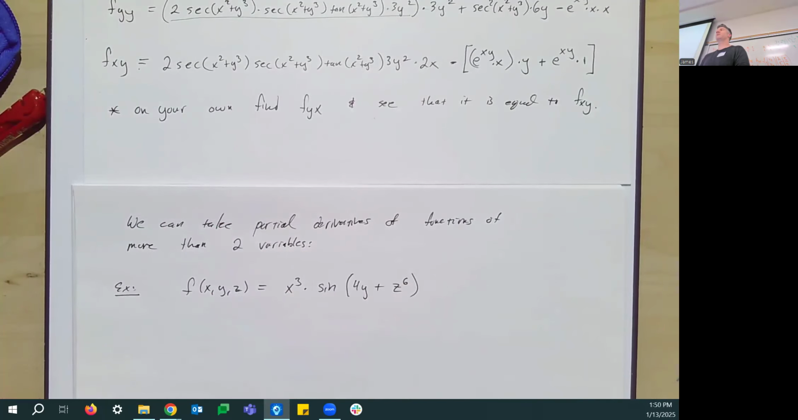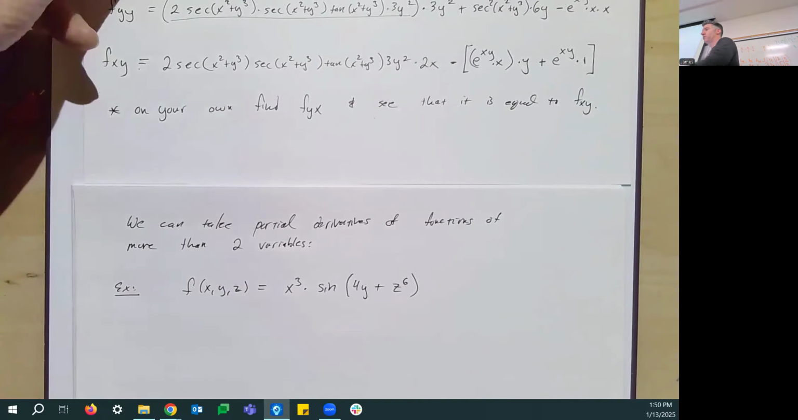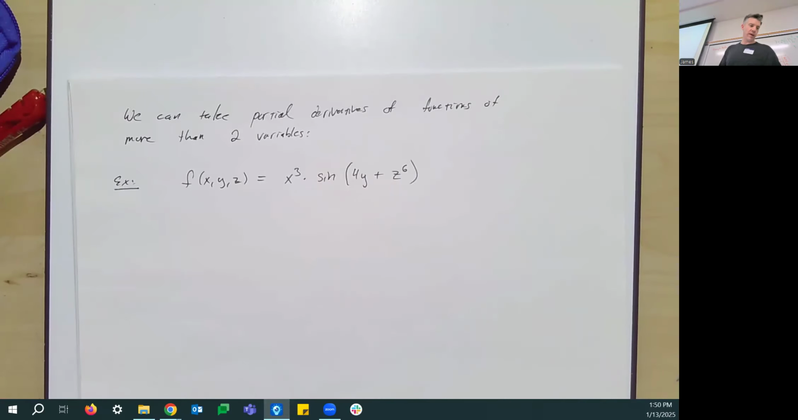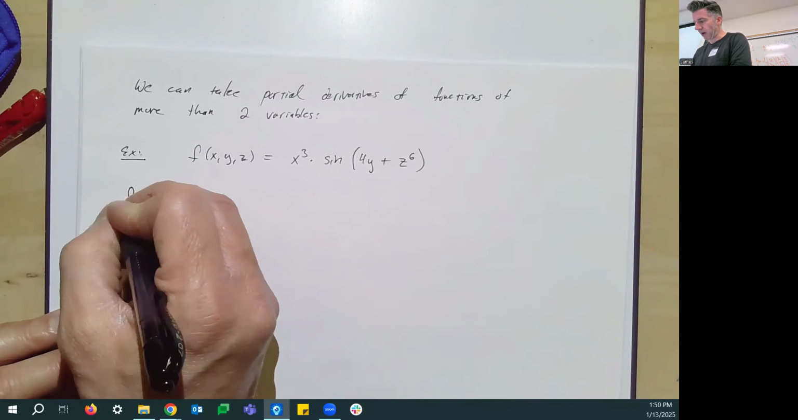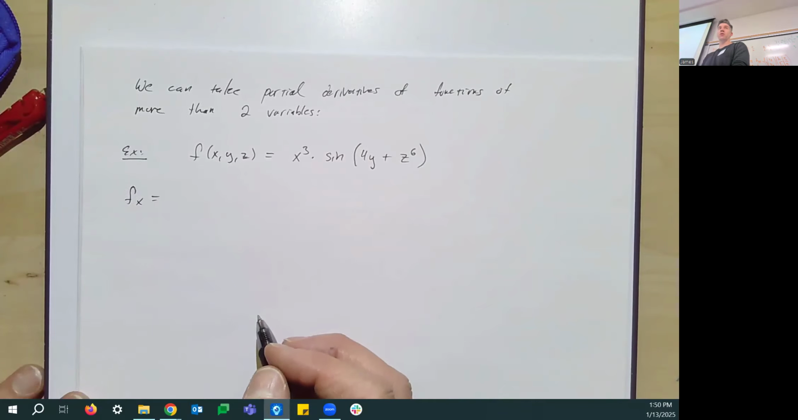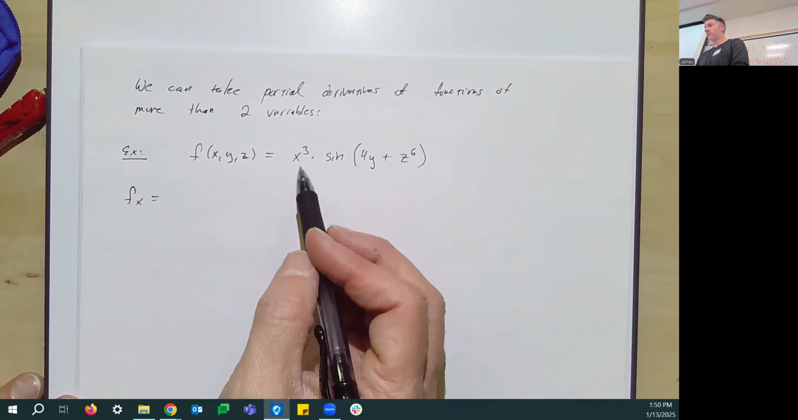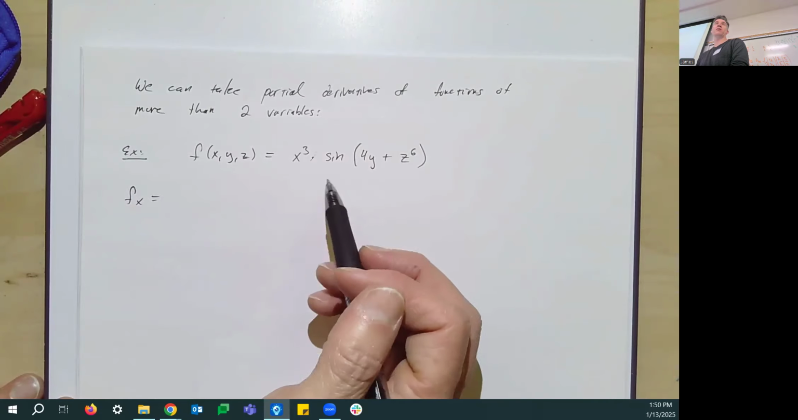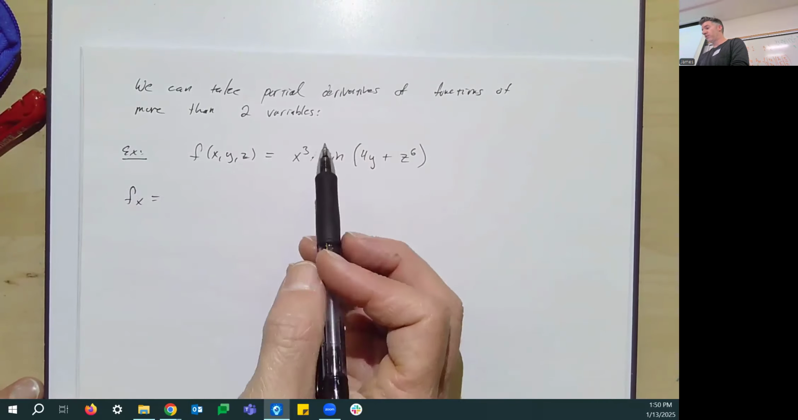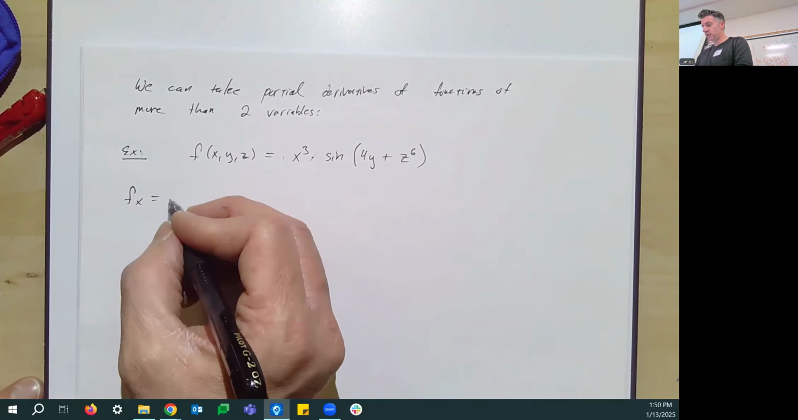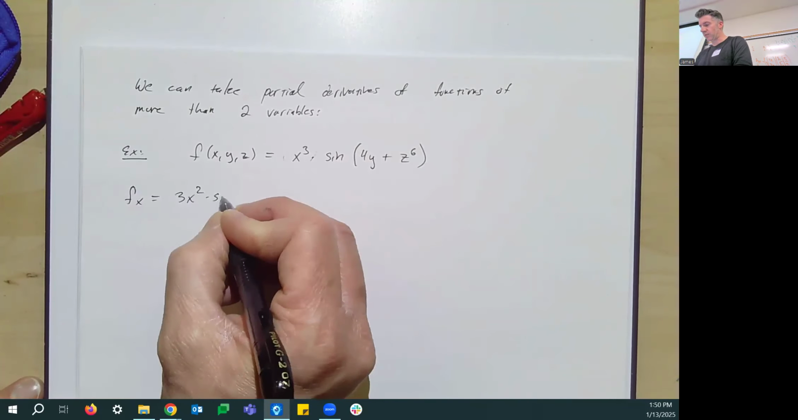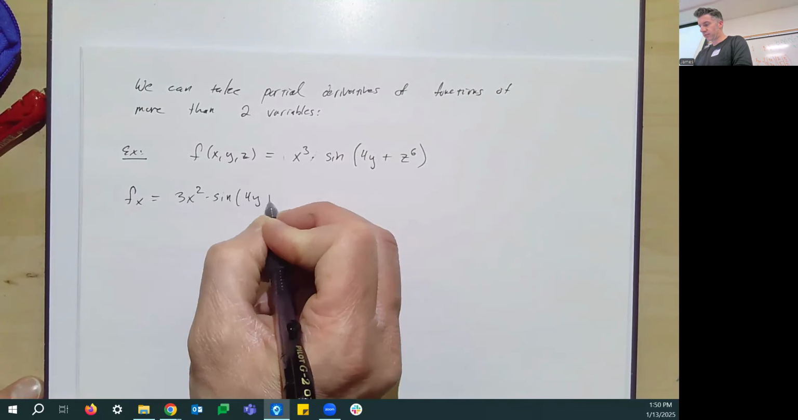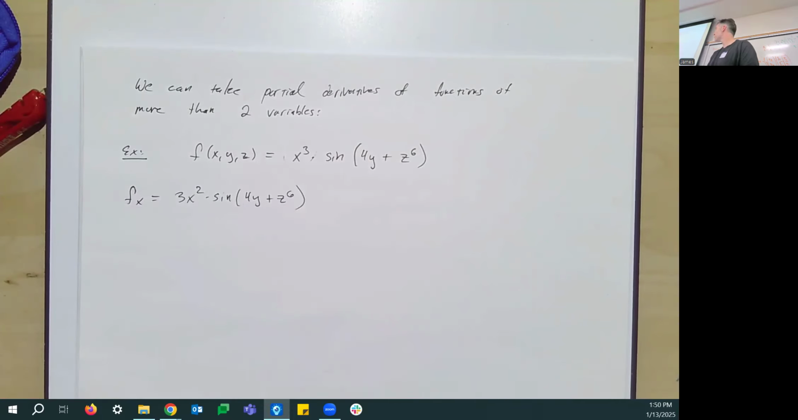And really the story is you can take any number of partials you want in any order you want. So we almost always start with the first partials. So we could find f_x. As far as x is concerned, I only see an x here. So everything else here, as far as we are concerned at this moment, is a constant. And the derivative of x cubed times a constant is 3x squared times that same constant. If you have questions, please ask them.